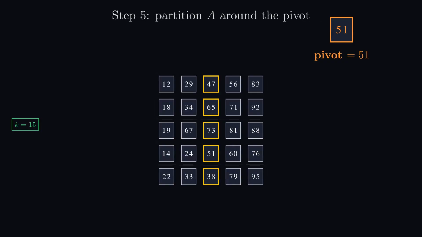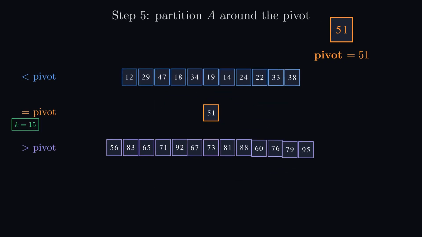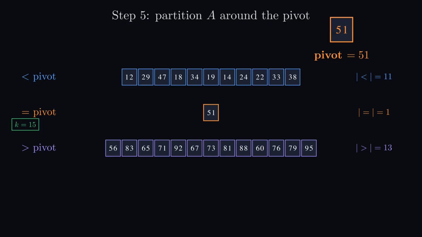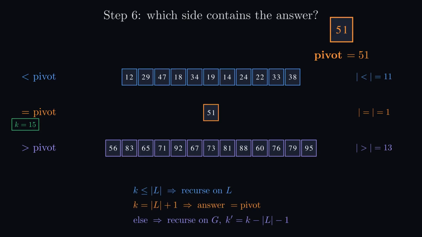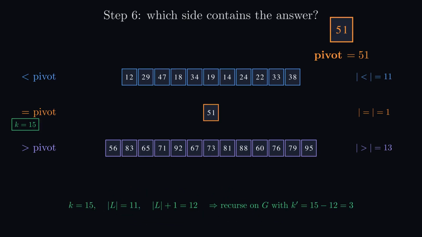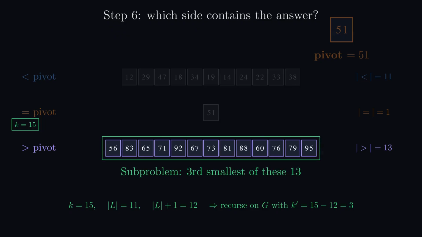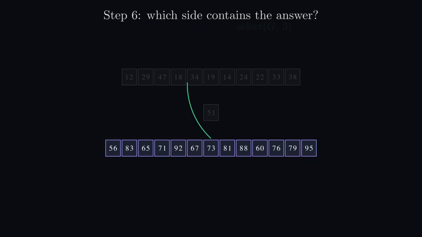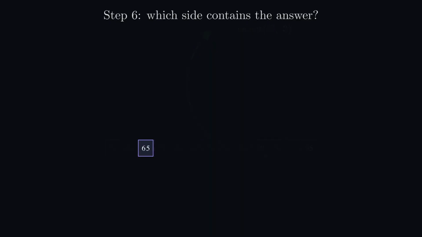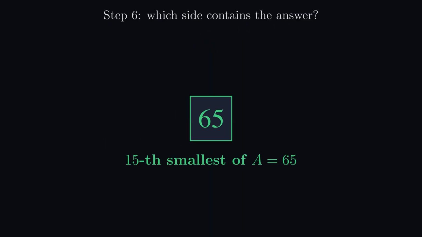With the pivot in hand, we partition the original array around it. Among the 25 elements, 11 are smaller than 51, 1 is equal to it, and 13 are larger. Since we want the 15th smallest, and the first 12 elements are accounted for by the smaller bucket and the pivot itself, the answer must lie in the larger bucket. So we recurse on those 13 elements, looking for the third smallest among them. Applying the same algorithm recursively to this subproblem gives us the answer. The 15th smallest of the original array is 65.